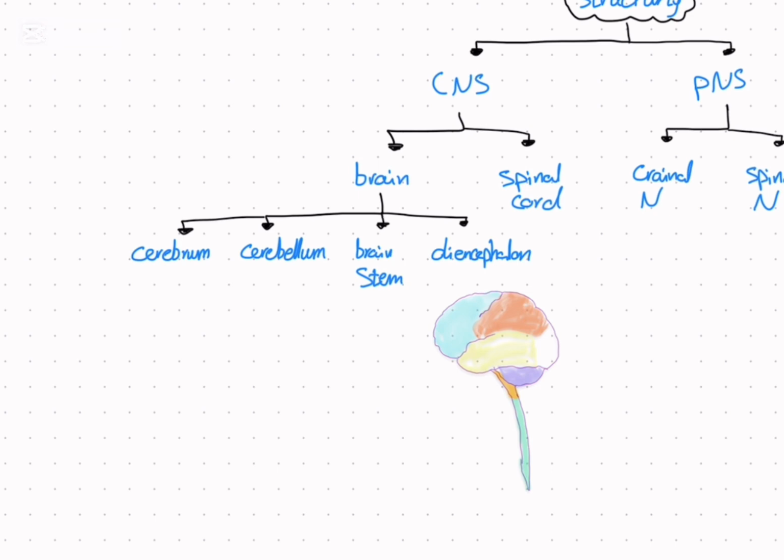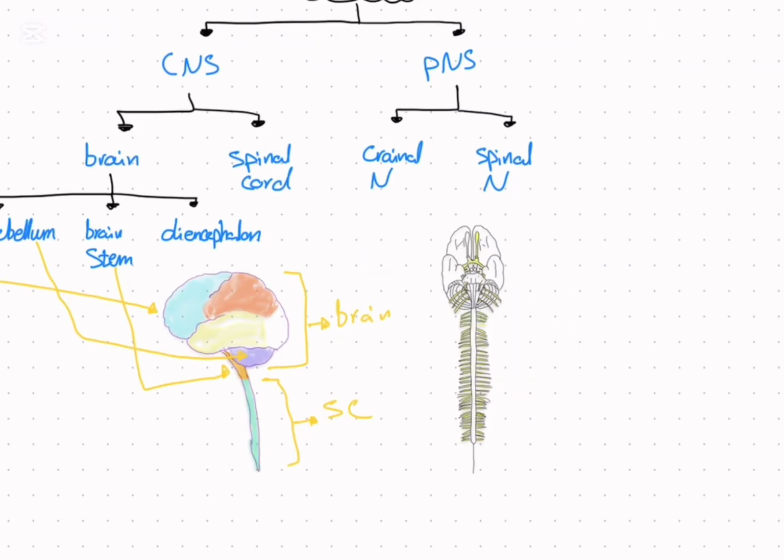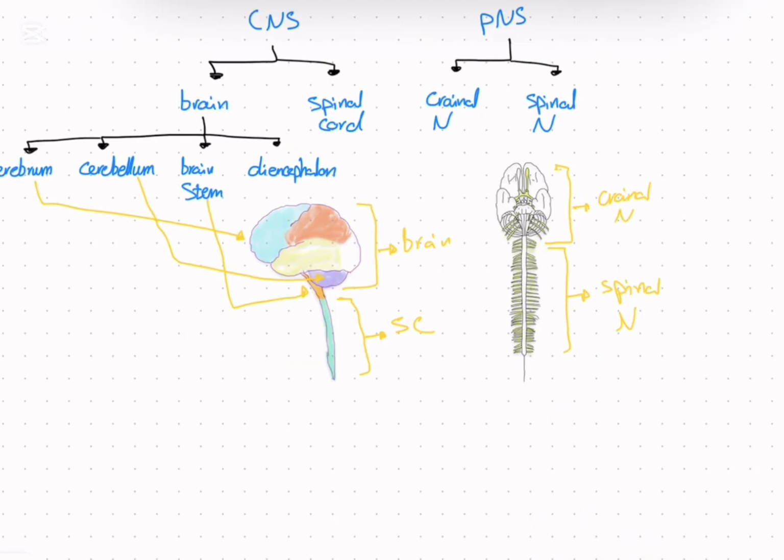This simple drawing shows us the parts of the central nervous system. We have the brain and the spinal cord. Thus, these are the parts of the brain: the cerebrum, the cerebellum, and the brainstem. The diencephalon is an internal structure, so we will see it in another view. The other drawing here shows the peripheral nervous system. It includes the nerves emerging from the brain, the cranial nerves, and those emerging from the spinal cord, the spinal nerves.